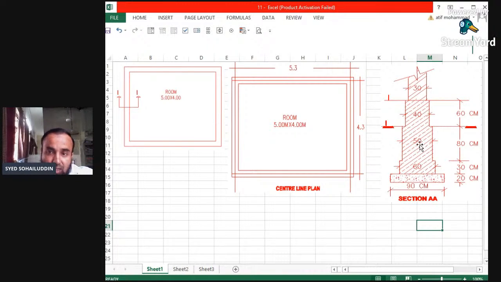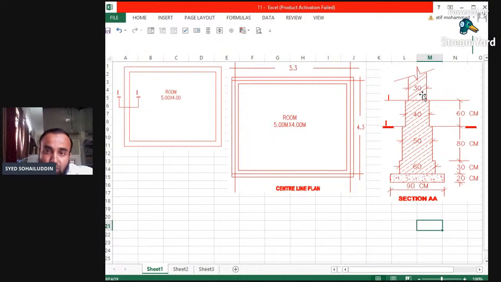So here there is a section which has been given. This hatch portion indicates the ground level, whereas this single line indicates the plinth level. I have not written PL here, but it is the plinth level, and this hatch portion indicates the ground level. Above plinth level there will be the wall thickness. So what is the wall thickness which has been given in the section? It is 30 centimeters.